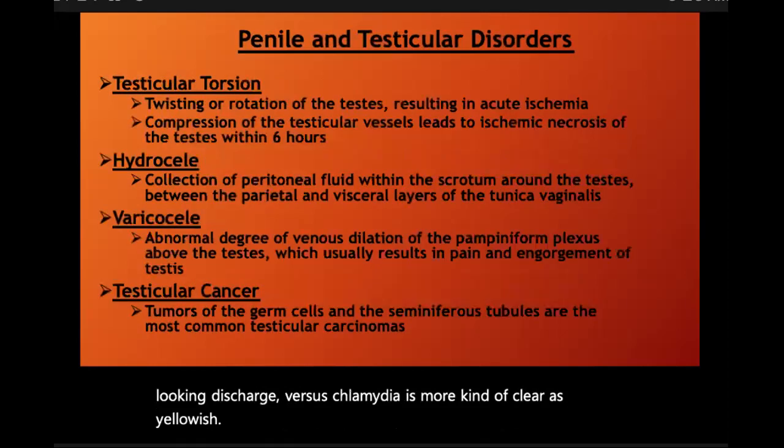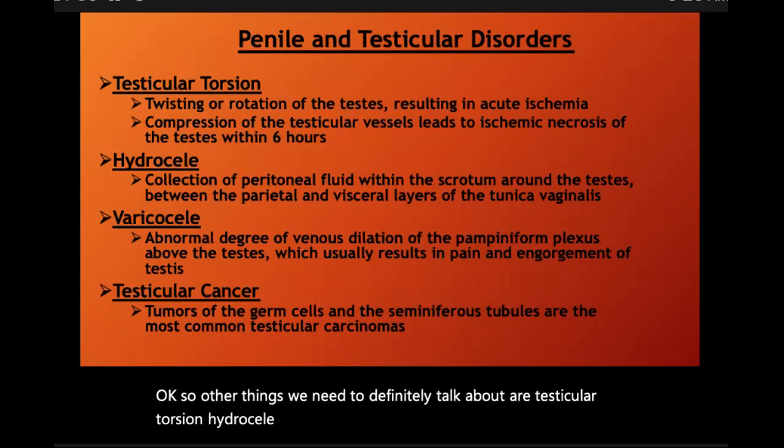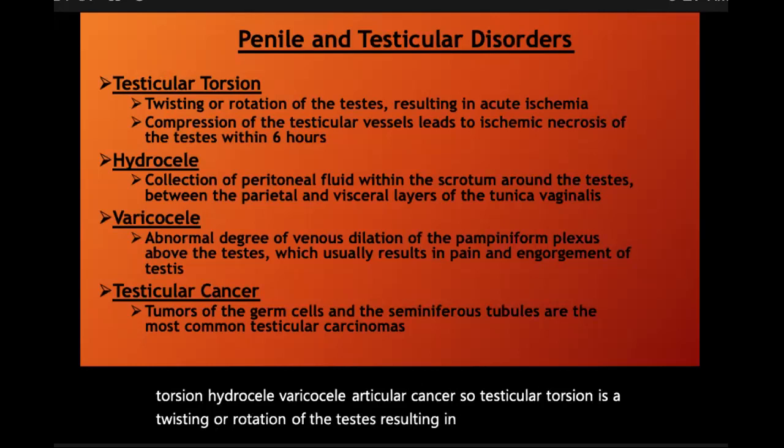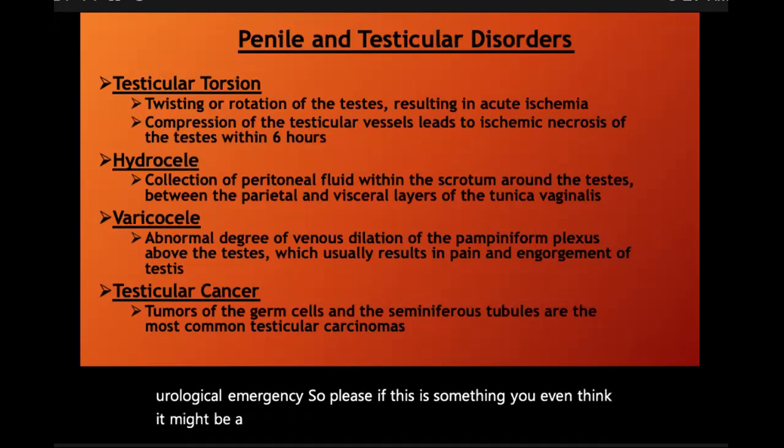Okay, so other things we need to definitely talk about are testicular torsion, hydrocele, varicocele, and testicular cancer. So testicular torsion is a twisting or rotation of the testes resulting in acute ischemia. It is a urological emergency, so please, if you even think it might be a problem, you need to send them to the emergency room.